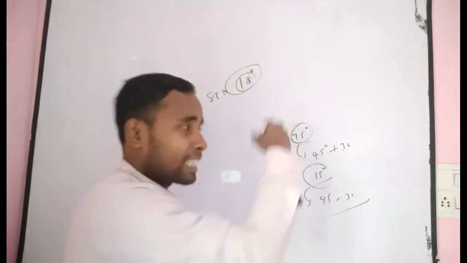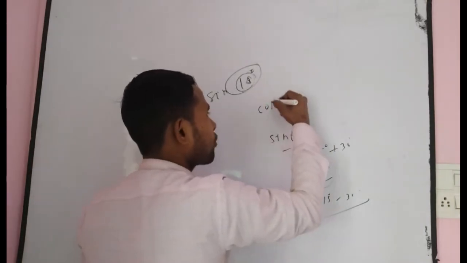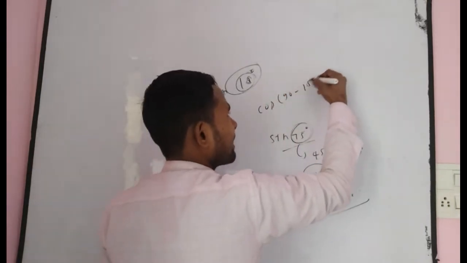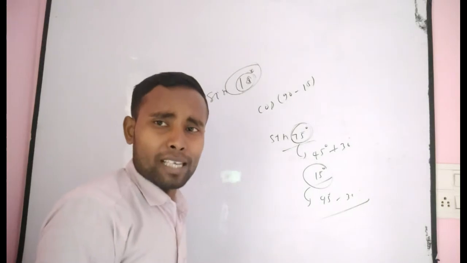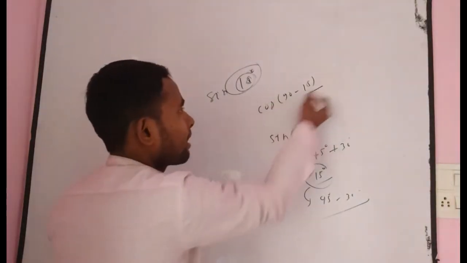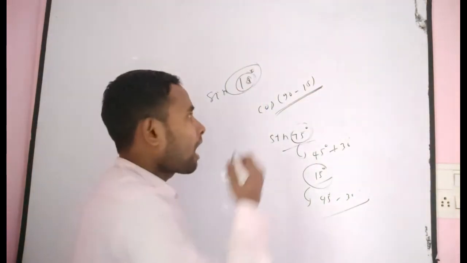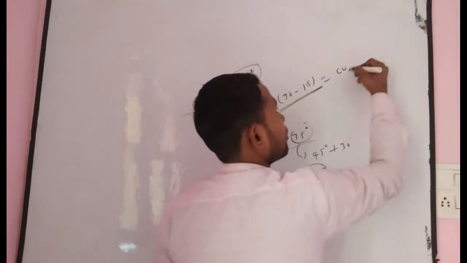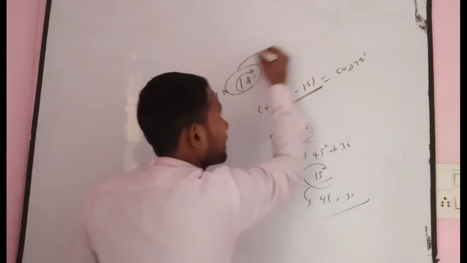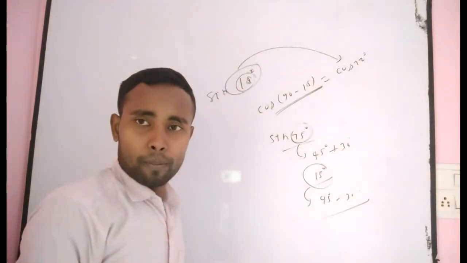If you know sin 18 degree, then sin 18 can be written as cos 90 minus 18. Can you write cos 90 minus 18? Because by the complementary angle formula, cos 90 minus theta will be sin theta. Now cos 90 minus 18 is equal to cos 72 degree. That means sin 18 degree is equal to cos 72 degree.